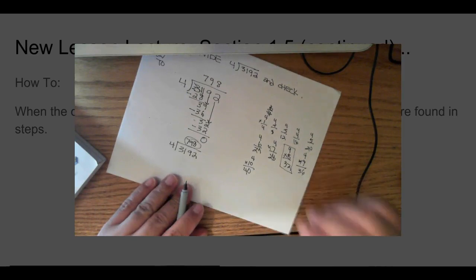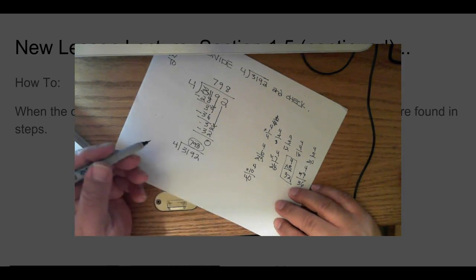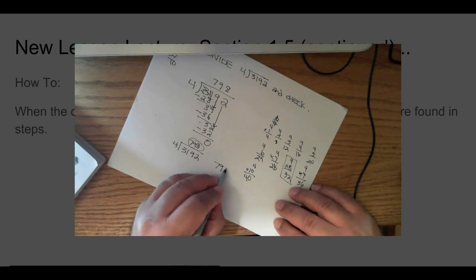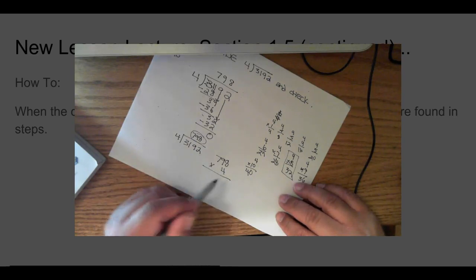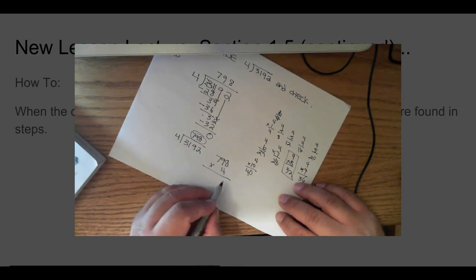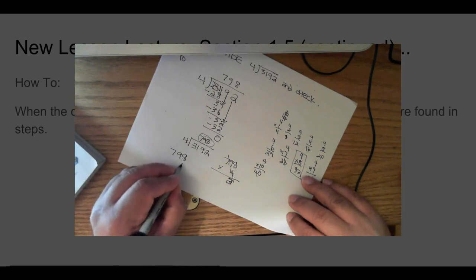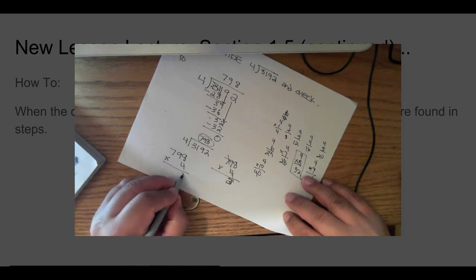798. Now, the direction says that we're supposed to check it too, right, Peter? So what we're going to do is we're going to check it. We're going to go 798 multiplied by 4. So now we're going to use this, and we're going to check our division by using multiplication. So 4 times 8 is 32. Here, let me come over here. Okay. Using pen. So 4 times 8 is 32.